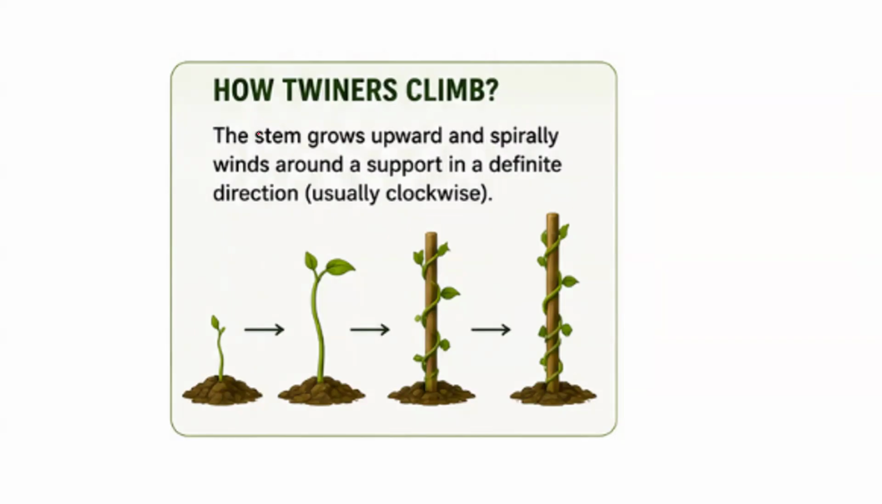Now, how do the twiners climb? See, first of all, imagine this is a young seedling coming out. So the stem is very weak and it is slender. So what happens? It just coils around the support. And generally the coiling is clockwise. In a definite direction, they will wind spirally around the support so that they can grow upward.